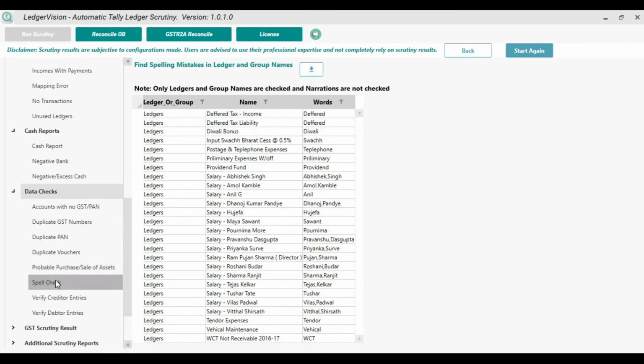Then in some cases where the accounting is done in-house, if at all there are mistakes in ledgers, ledger names, group names, so default word dictionary is used. So wherever the English spelling mistakes are there, they are listed. You can ignore these Indian spellings like Diwali, Swachh, etc. Or you can ignore the names also.